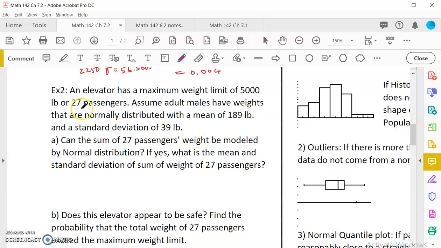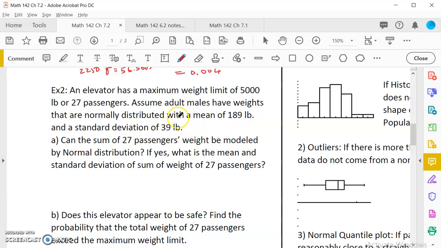We are not looking at the boats, but looking at an elevator. When you look at the elevator's weight limit, this elevator has a maximum weight limit of 5,000 pounds or 27 passengers. Assume that adult males have weights that are normally distributed with a mean of 189 and a standard deviation of 39.